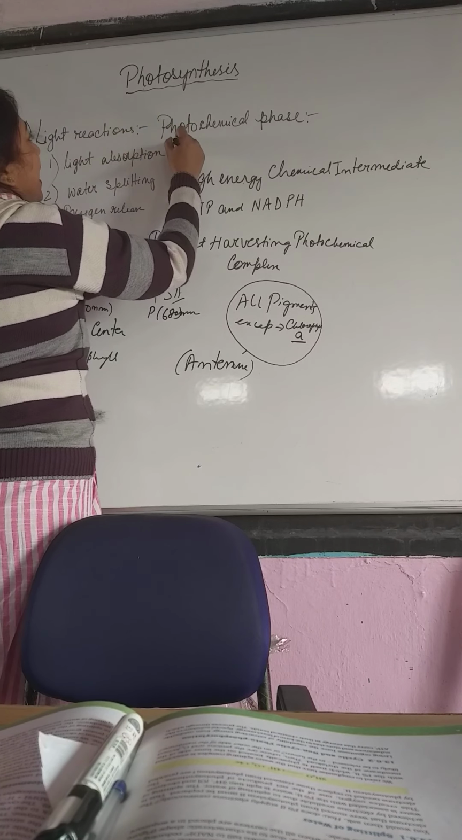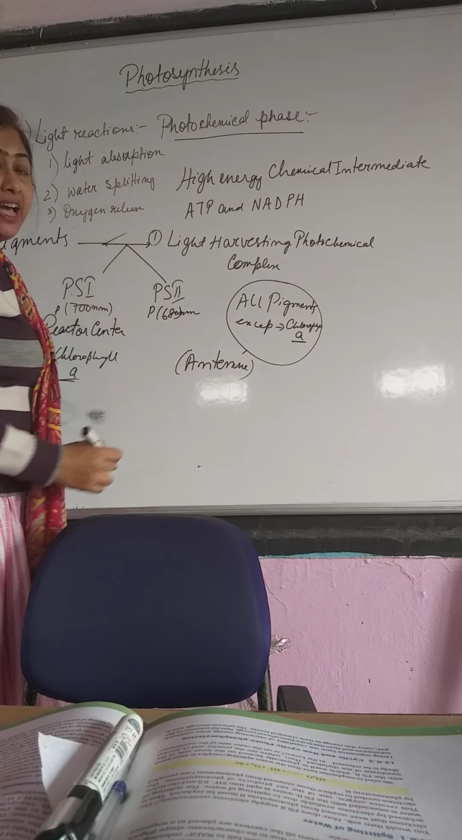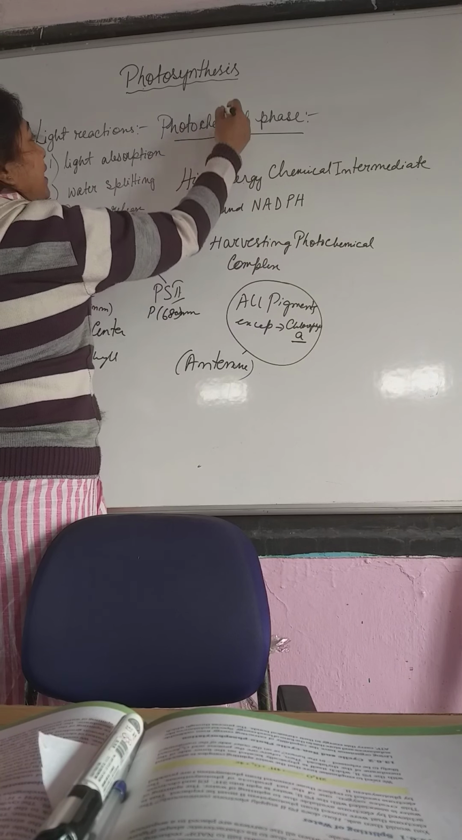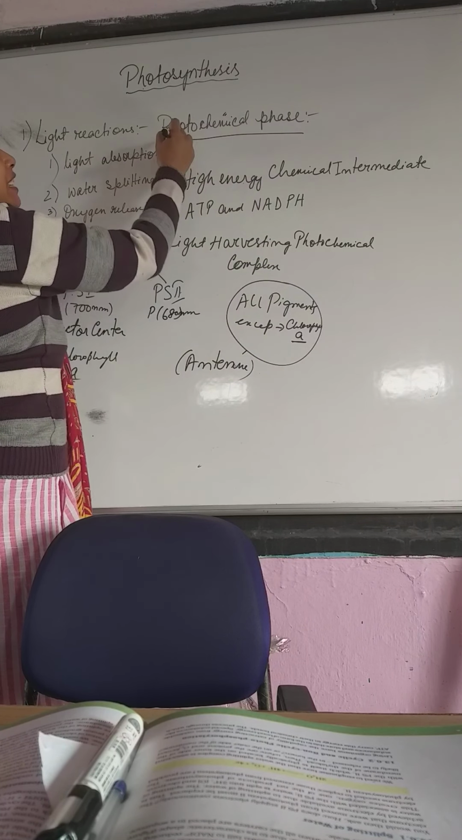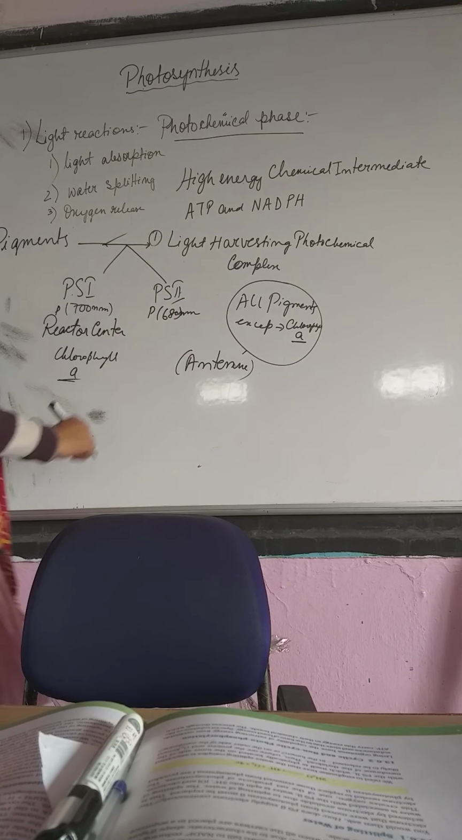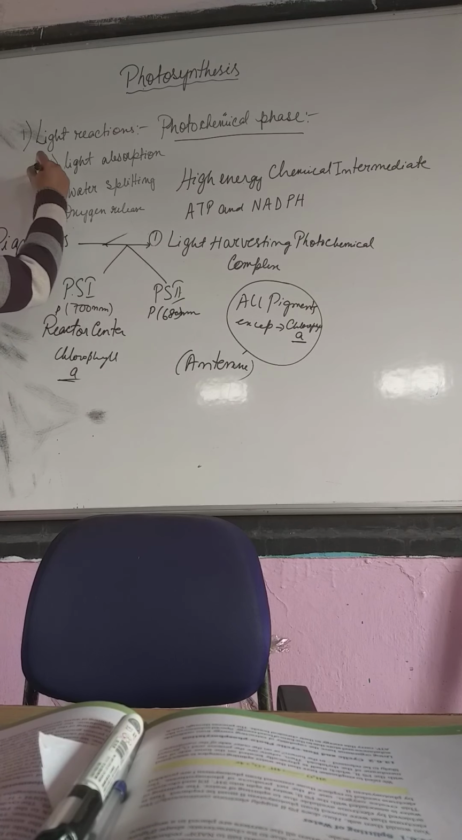See, first, the light reaction is also known as a photochemical reaction, the photochemical phase. That means a chemical reaction takes place in the presence of light. Now you see, these are the three basic functional processes that take place during the light reaction: light absorption, water splitting and oxygen release. These three are the very common and basic processes during the light reaction.